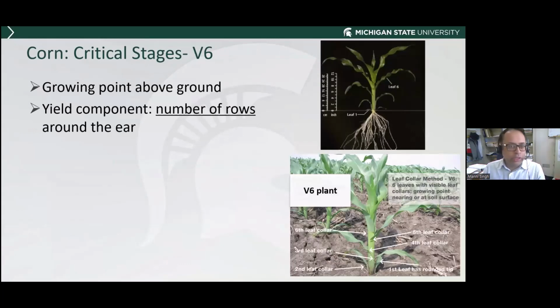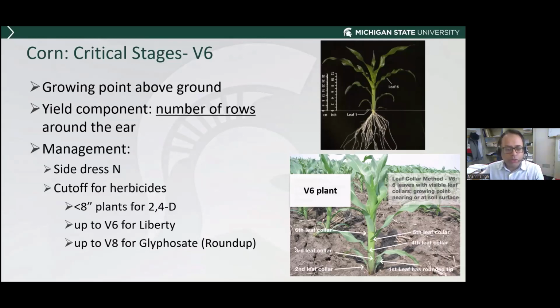Let's look at a couple of critical stages. So V6 is one of the main ones. Just like wheat, in corn, this is where the growing point is coming above ground. So before this stage, the growing point is protected below the soil surface. So a frost event might have minimal damage on that growing point and plant, right? In terms of management, the nutrient demand is increasing for the plant. So any side dress nitrogen applications, this is a good stage to go ahead with that.